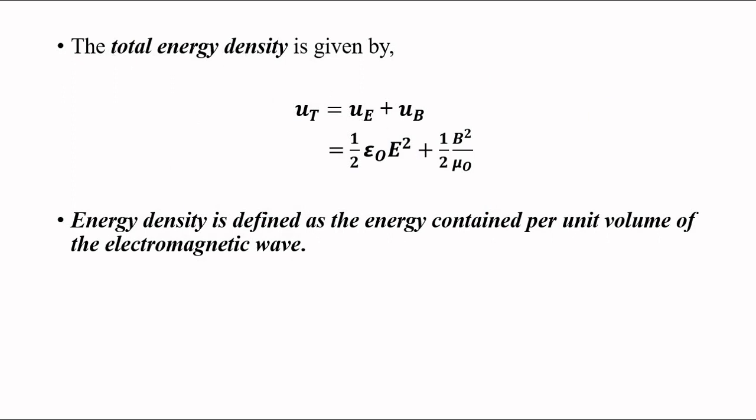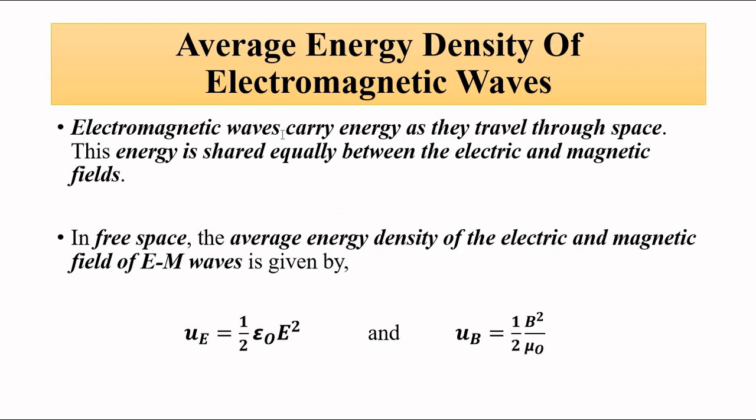So the total energy density is given by u_T = u_E + u_B, which is equal to 1/2 epsilon 0 E² plus 1/2 B² by mu 0. So this is the energy carried by the electromagnetic waves, which is expressed in terms of the average energy density and is shared equally between the electric and magnetic fields.